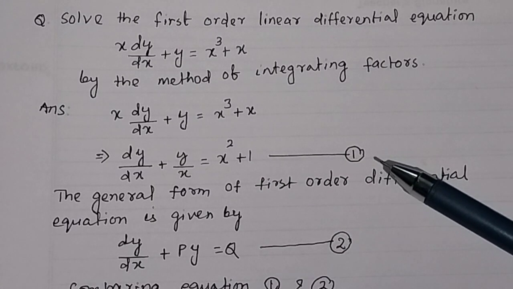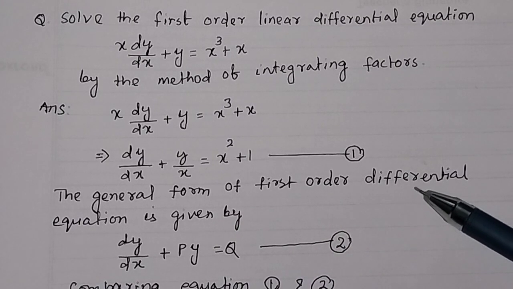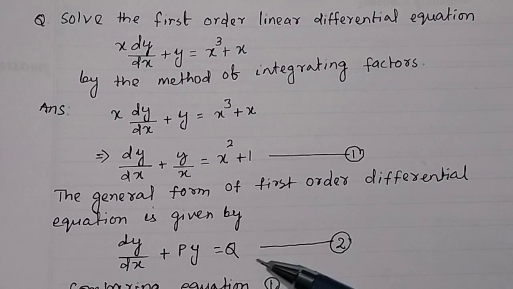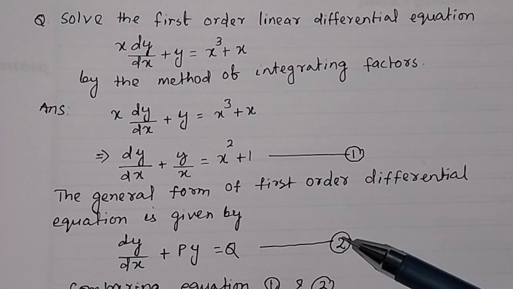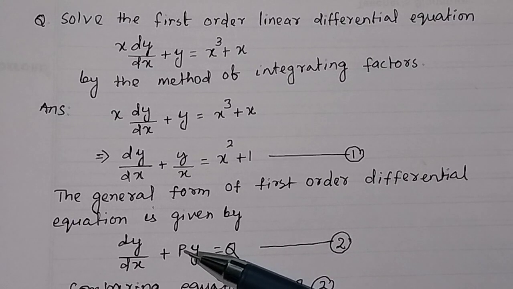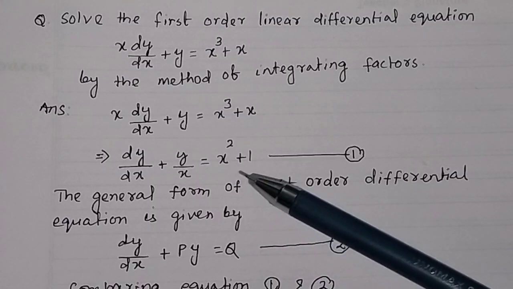Suppose this is equation 1, and we know the general form of the first order linear differential equation is given by derivative of y with respect to x plus py, that is equal to q. Suppose this is equation number 2, and if you compare equation 1 and 2, then p will be equal to 1 by x and q will be equal to x square plus 1.